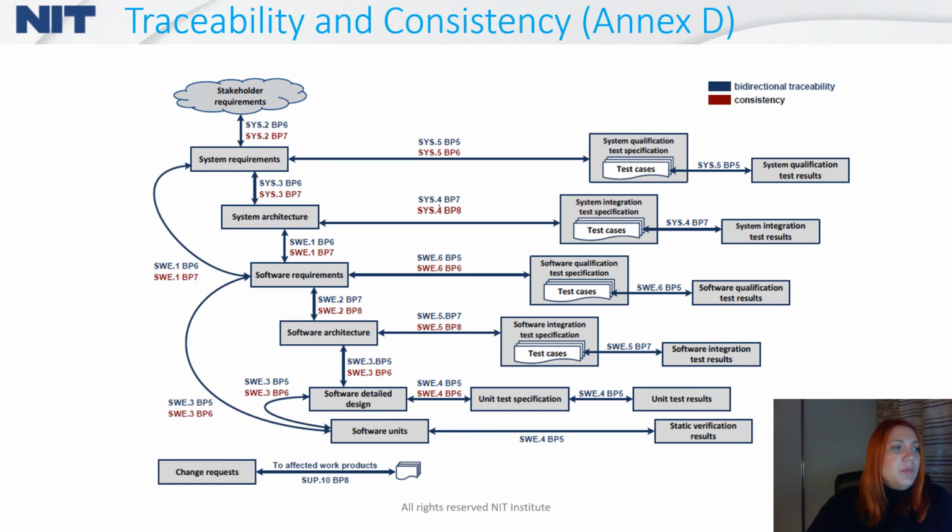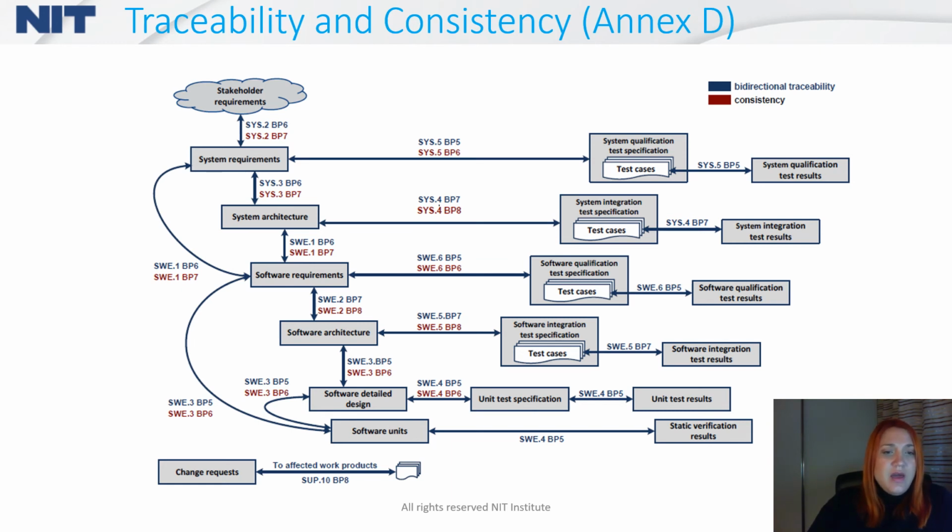For example, we have some customer requirements or stakeholder requirements. Those stakeholder requirements must be traceable to the system requirements bidirectionally. And the consistency, this red sign here, explains how those stakeholder requirements and system requirements are consistent. Then on the lower level, these system requirements must be decomposed in a way that software requirements are fully aligned with the system requirements and that they are consistent.